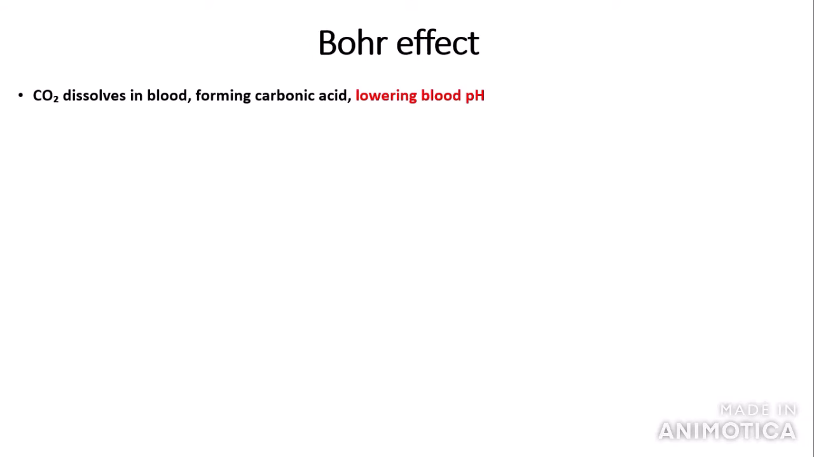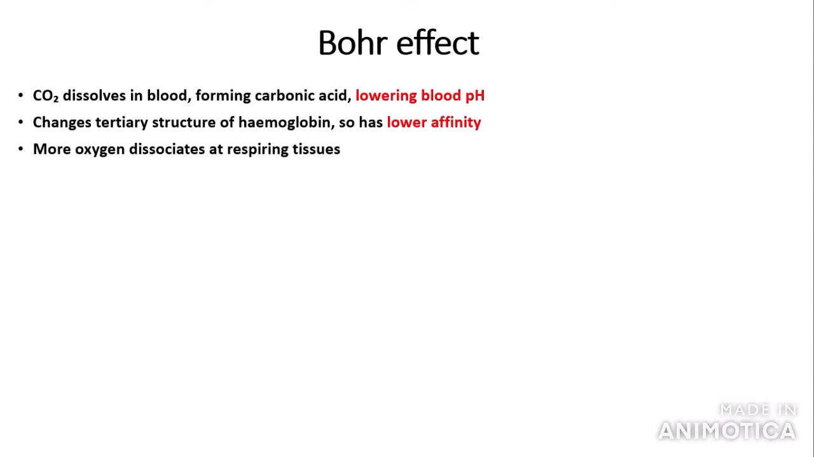Now, when CO2 in the bloodstream dissolves in the blood, this forms carbonic acid, and as this is an acidic compound, this lowers the blood pH, making the blood more acidic. This change in the pH, the lower pH, changes the tertiary structure or the conformation of the hemoglobin, so it has a lower affinity for oxygen.